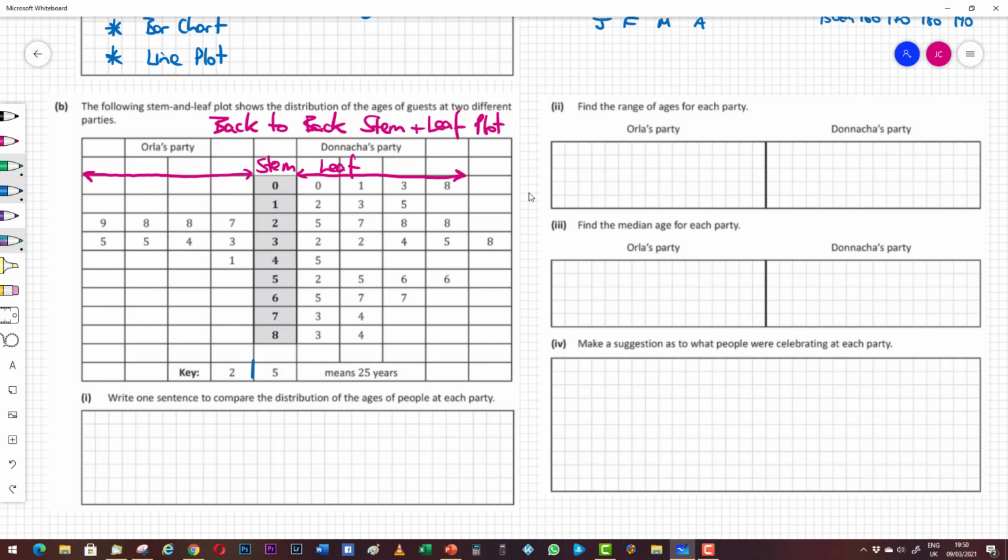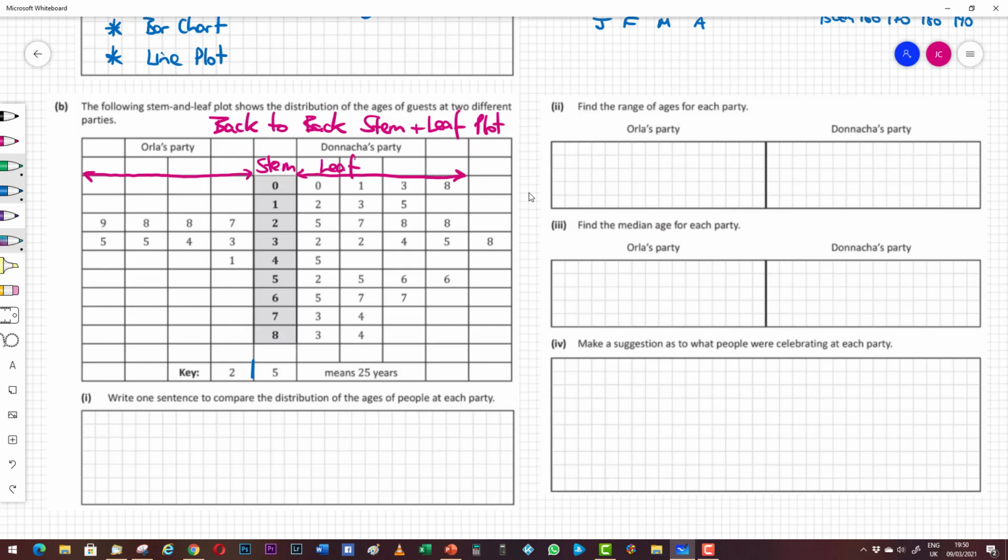So one of the questions asked is, write one sentence to compare the distribution of ages of people at each party. Now the answer given in this question was that in Orla's party, the ages are between 27 and 41, which is correct. And then at Donica's party, there's two groups of people. One group from 0 years of age to 38, and one group from 45 to 84. And I suppose that is one way to compare the two sets of data.